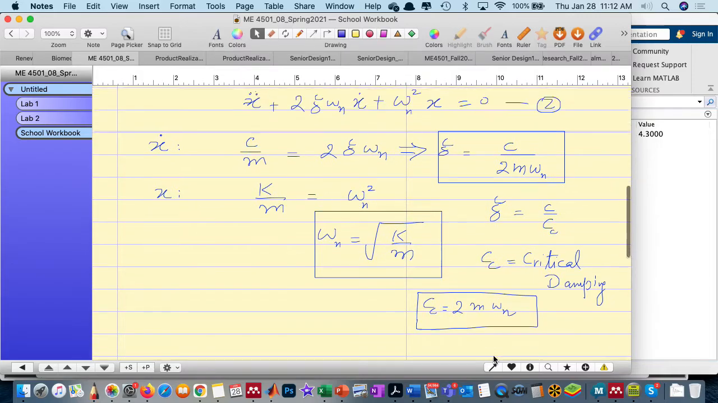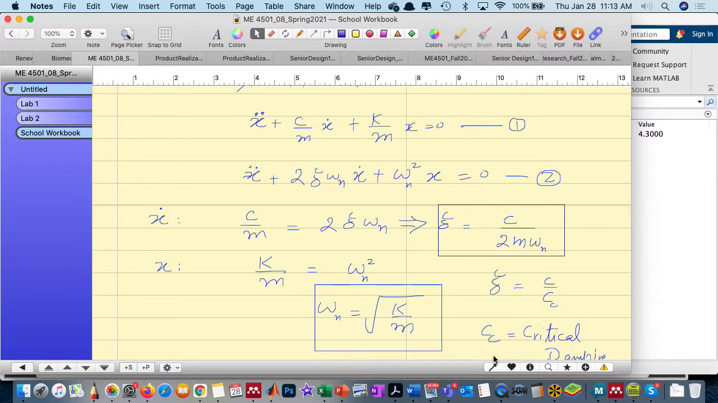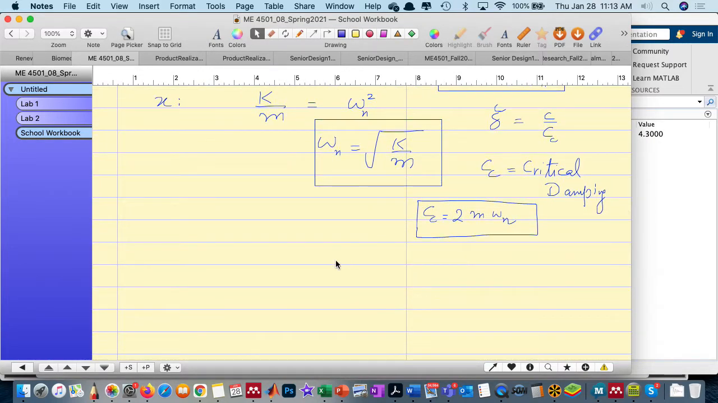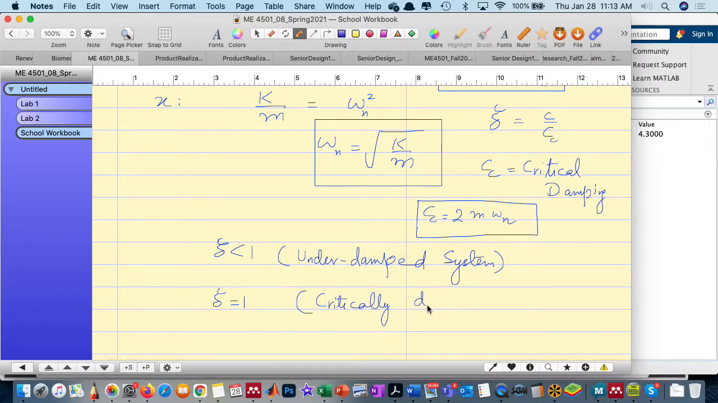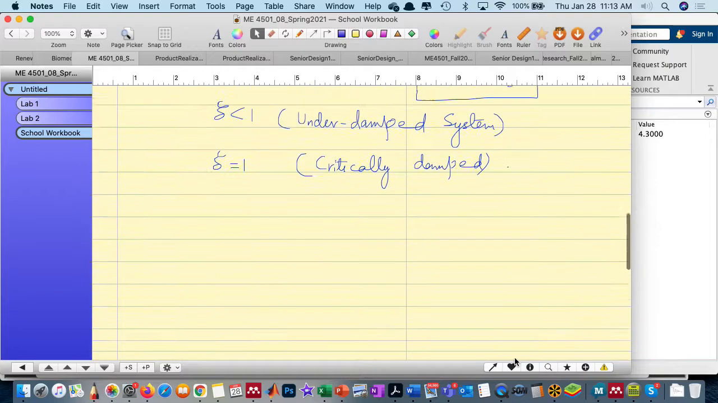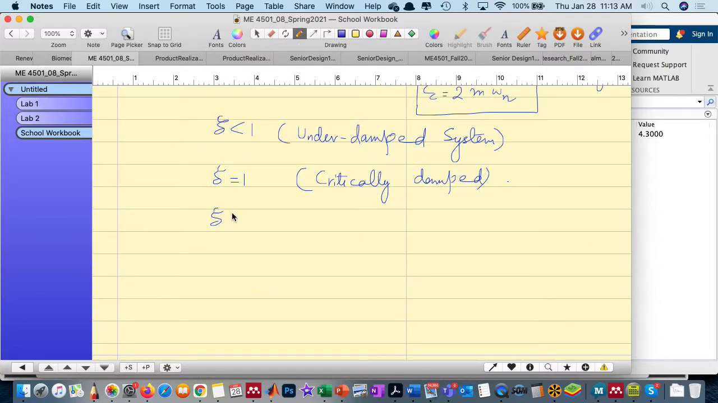I want to show different cases. When zeta is less than 1, the system is known as underdamped. When zeta equals 1, the system is critically damped. And when zeta is greater than 1, the system is overdamped.